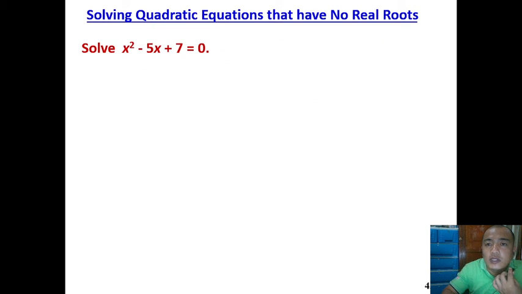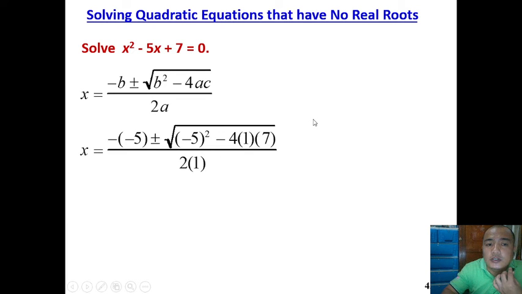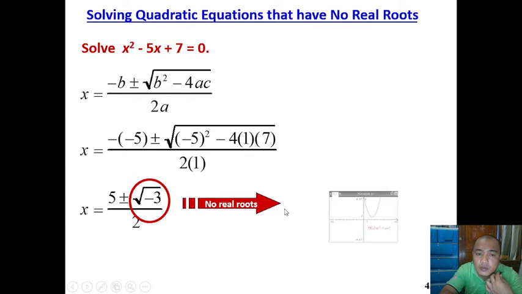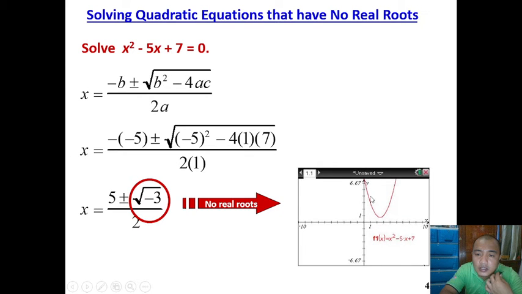Solving quadratic equations that have no real roots. Okay, it has no real roots. So let's solve. A is 1, B is negative 5, C is 7. So as you can see, it becomes negative: 25 minus 28 is negative 3. So when the radicand is negative, therefore it is imaginary, there are no real roots. Okay? No real roots whenever it is negative. So as you can see, it doesn't touch the x-axis.